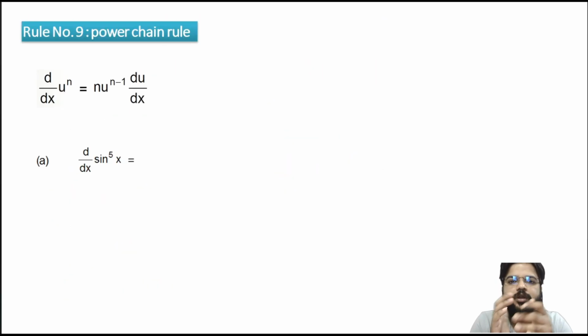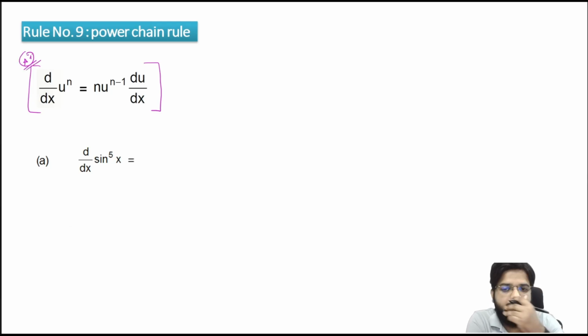Let's see the next rule, everyone. Rule number 9, the power chain rule. If any function has some power, then we will apply this rule. Here u is the function, and this function has n power. First of all, we will differentiate the power, so it is n u^(n-1), and then we will differentiate the function, which is du by dx. Note down how we can differentiate when a function has some power. Now see some examples, then you will get more clarity, correct?